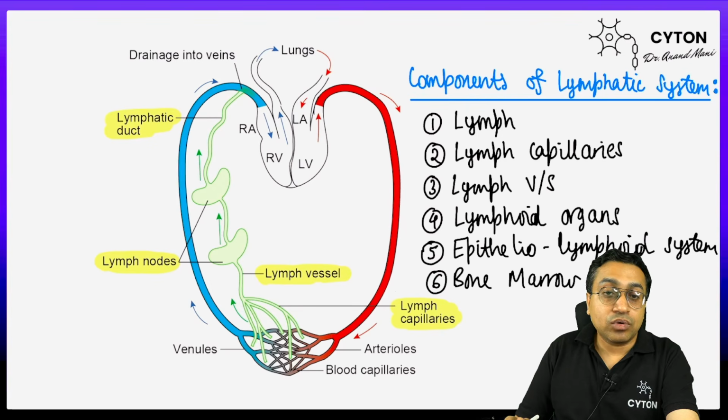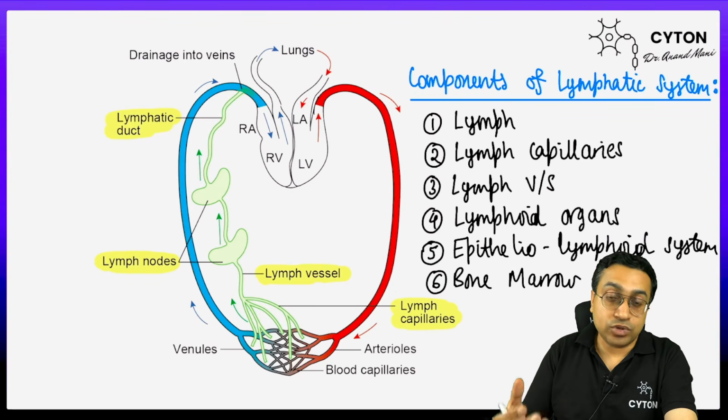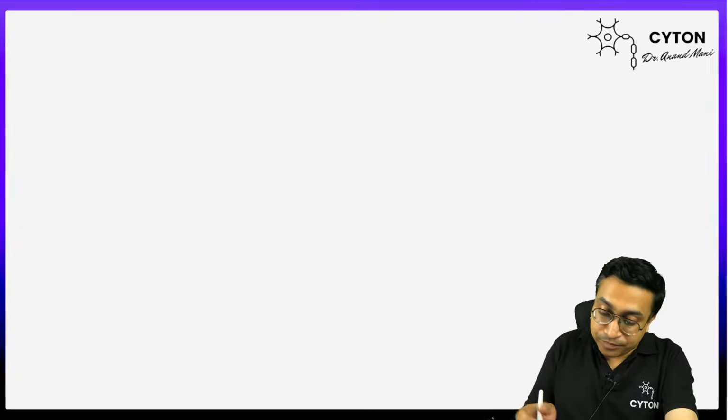So now what is this lymph? Lymph is the fluid that flows through the lymphatic vessels and the lymph nodes. So let us write one by one about each of them.